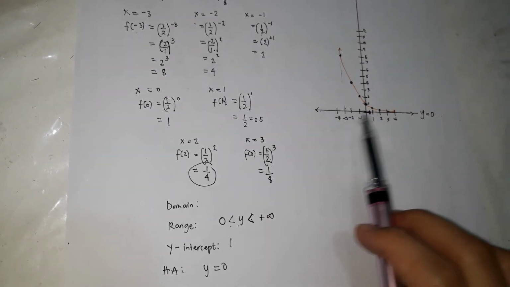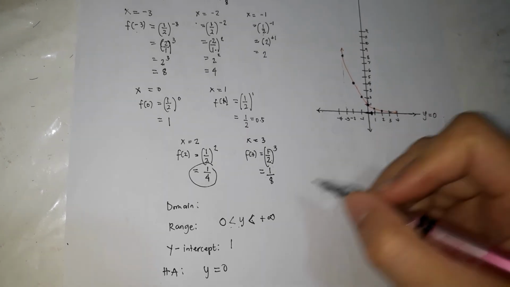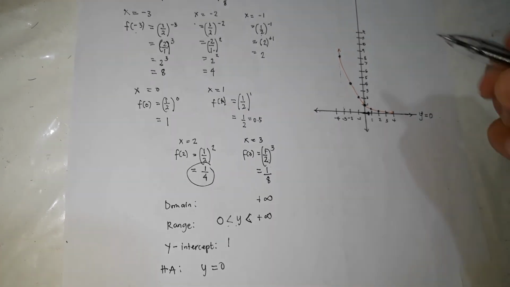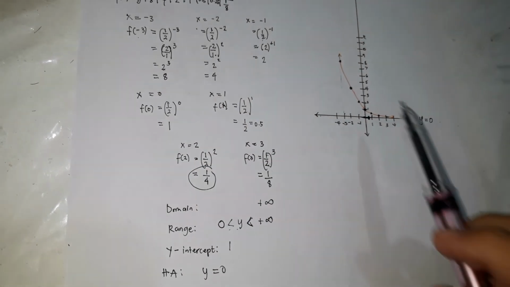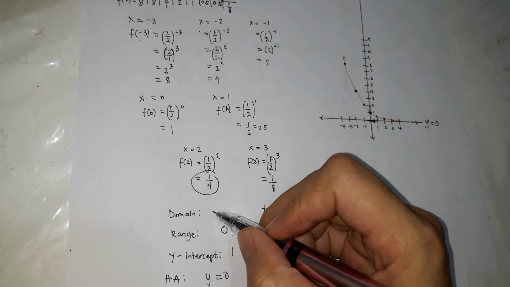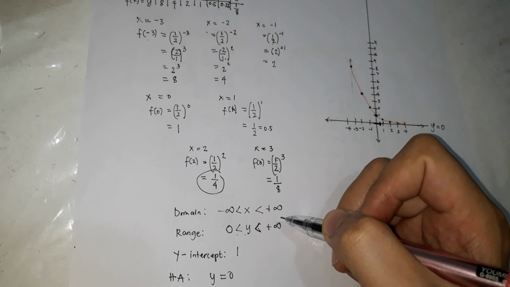Next, the domain. For the domain, you look at the x. As you can see, the graph goes toward positive infinity on x. And does the graph go toward negative infinity? Yes, even though it's rising, slowly it goes toward negative infinity. So the domain is from negative infinity to positive infinity. That's the domain of this graph. So that's how you graph and identify the domain, the range, the y-intercept, and the horizontal asymptote.